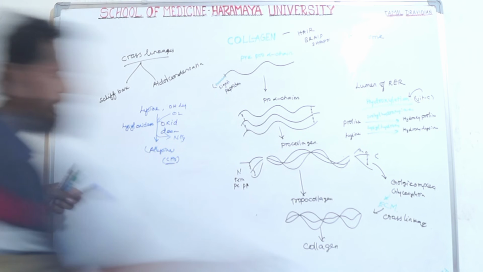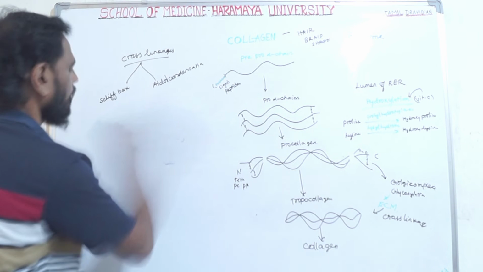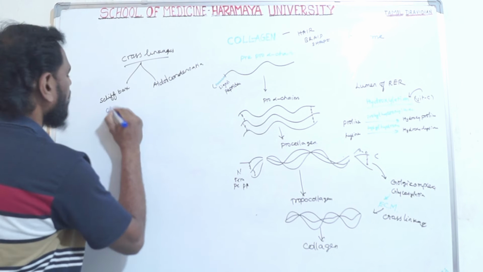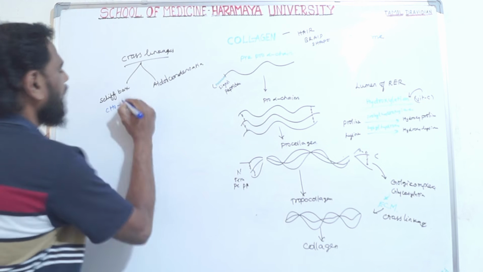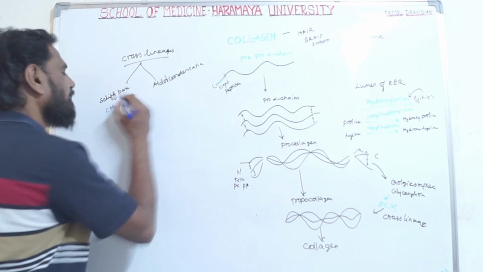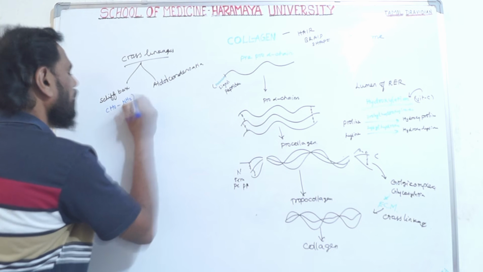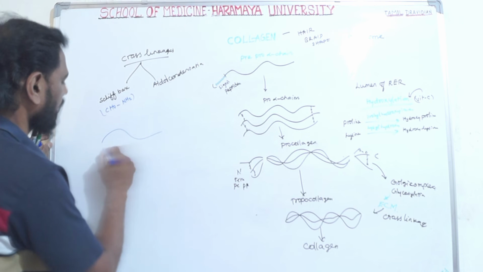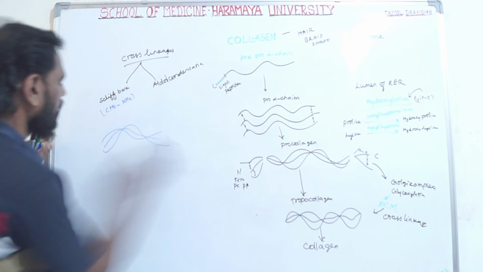So what are the 2 types I told you? The 2 types mean Schiff base. Schiff base means, as I told you, it can produce an aldehyde. This aldehyde combines with the amino group of another polypeptide chain. That is, this is one chain, this is another, this is another.